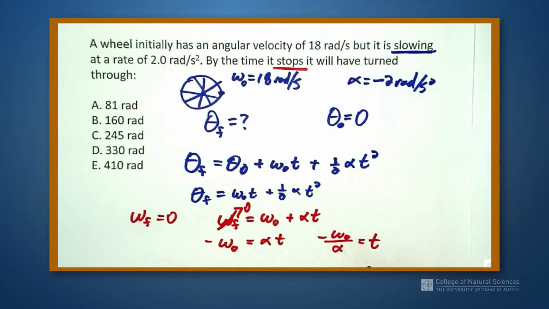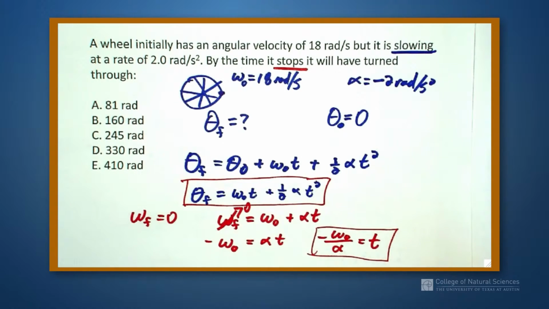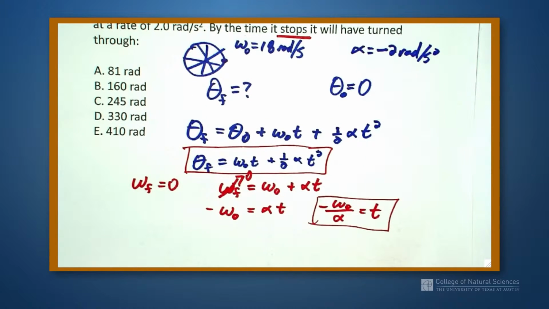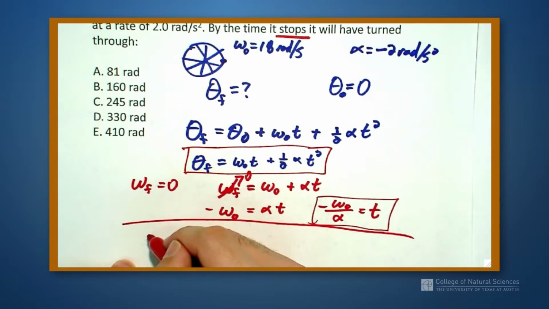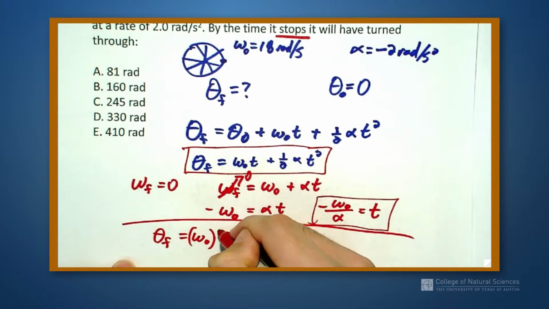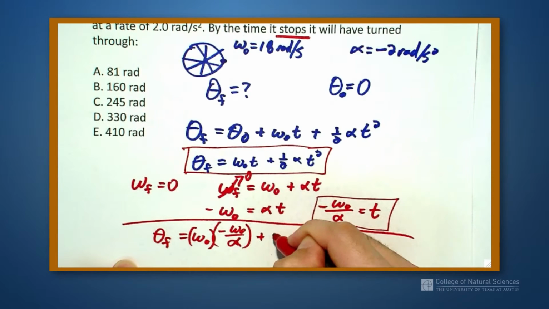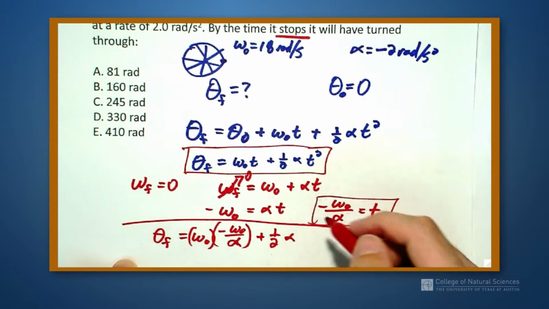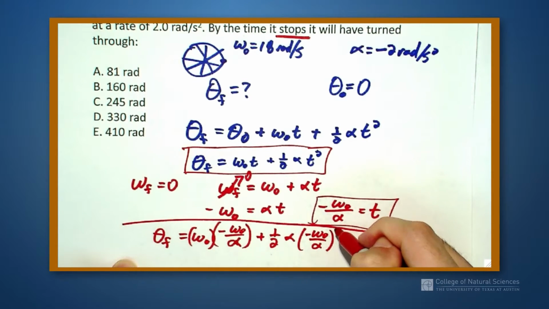So I have this equation here, and I have that equation there, and I'm going to combine the two of them together. I'm going to slide this up a little bit and rewrite this. So theta final is equal to omega naught times minus omega naught over alpha. I'm just substituting in my value for t, plus 1/2 alpha times minus omega naught over alpha, squared. That's my t squared, which goes there.